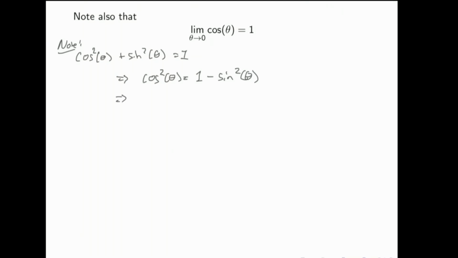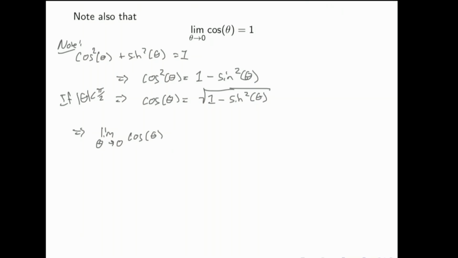Okay, but for theta, absolute value of theta less than, let's say, pi over 2, I can actually just take a positive root because I know that cosine is positive. So cosine of theta is actually just the square root of 1 minus sine squared of theta. And that means that the limit as theta goes to 0 of cosine of theta should be the same as the limit as theta goes to 0 of the square root of 1 minus sine squared of theta.